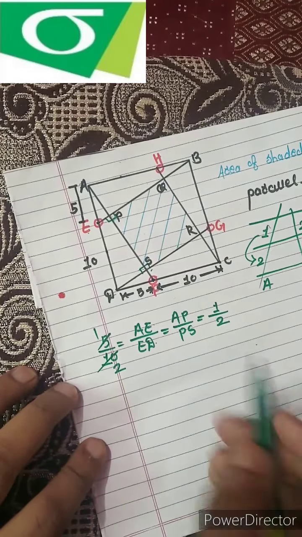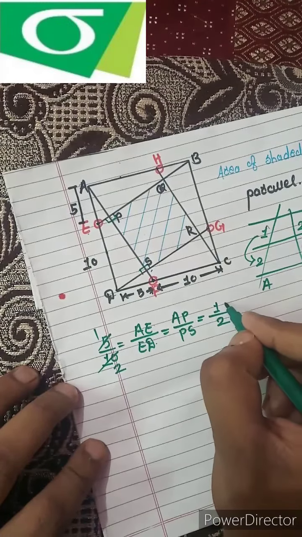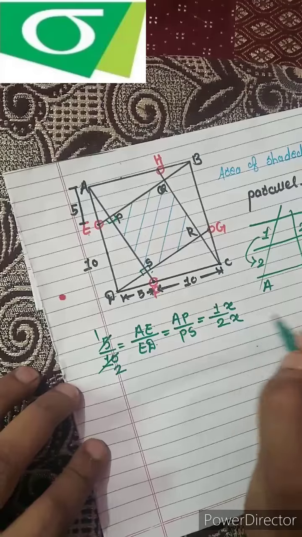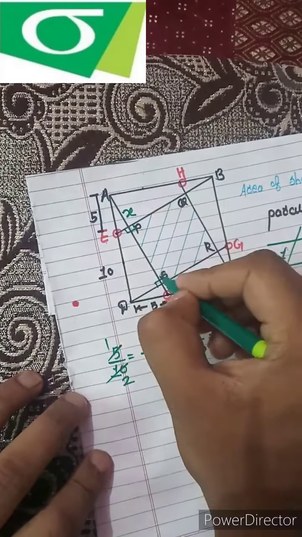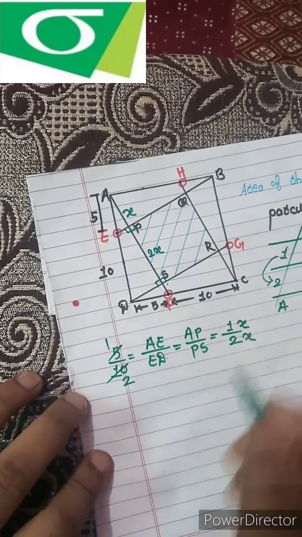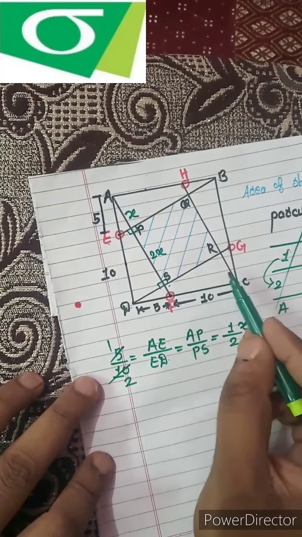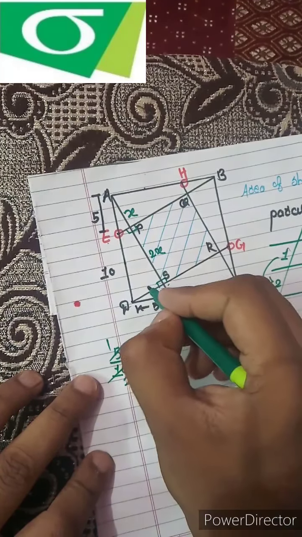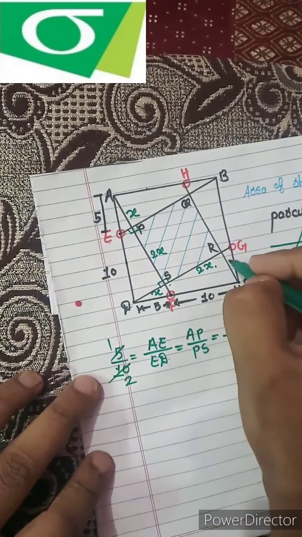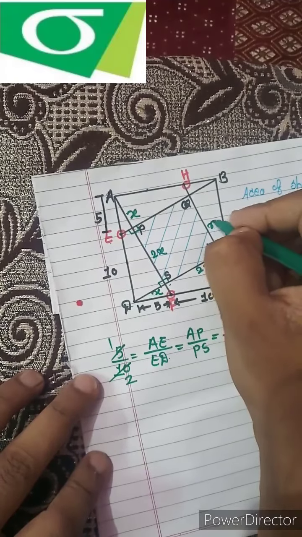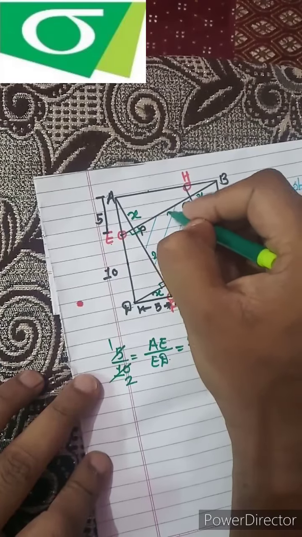Now if we have to find the real values, you should take one variable. Consider this is x and this will be 2x. So we can say that AP is equal to x and PS is equal to 2x. With the same logic, here also two lines are parallel, so this is x and this will be 2x. Same here, x, 2x, and here also x, 2x.